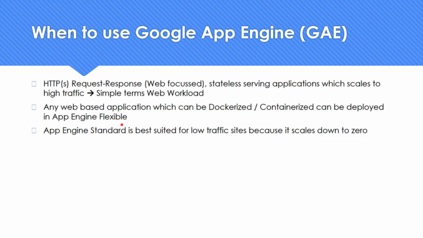Then you have websites with low traffic, like the admin portal kind of stuff. App Engine Standard is a good choice because it scales down to 0. App Engine Flexible scales down to 1 basically. So that's the importance there. Let's wait for the App Engine Flexible to get deployed, then we'll conclude this part. These are the places where you can use App Engine. It has to be web focused, nothing else.